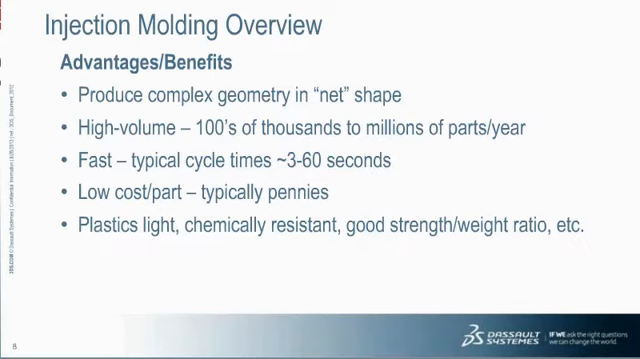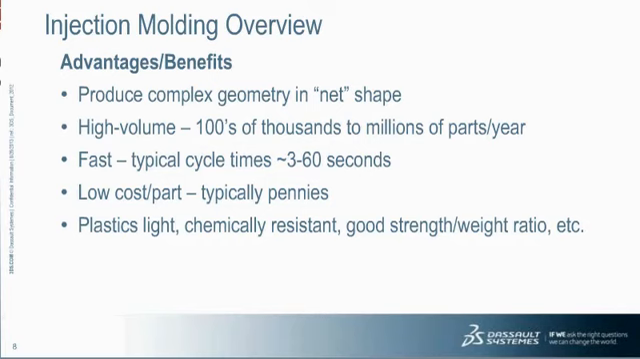Very brief overview of the injection molding process itself. There's many advantages and benefits. Number one, you can produce complex geometry in net shape. That means when the part comes out of the mold, you don't have to do anything to it. You can ship it or you can assemble it to its mating components. It's a very high volume manufacturing process. We're typically talking about making hundreds of thousands to millions of parts per year out of one mold. It's a very fast process. The part cost is low, and plastics have many inherent advantages such as that they're light, chemically resistant, good strength to weight ratio, etc.